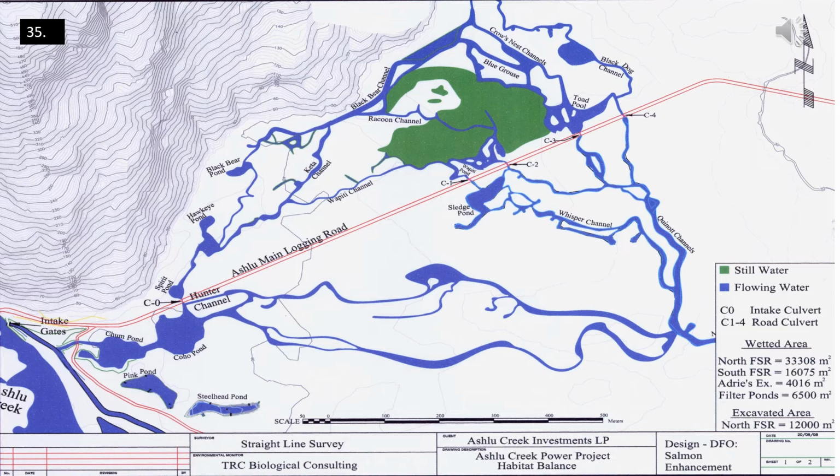And just to give you a scale, you can see the scale at the bottom. We're talking a number of kilometers of channel forms and ponds and wetlands and marshes. Again, a very interesting and biologically rich area that's important to salmon, but it's also important to many other species that like water and forests and wetlands and swamps.